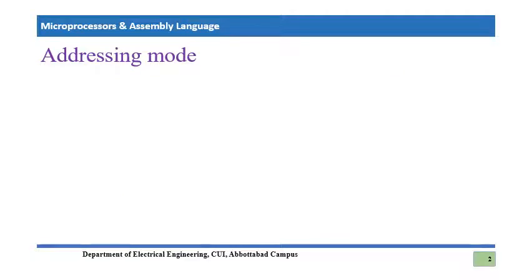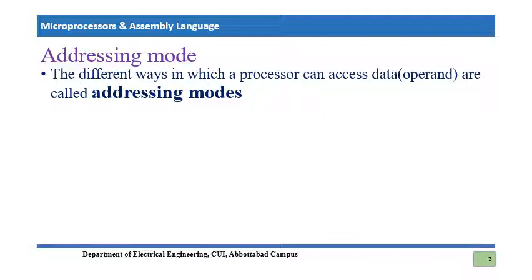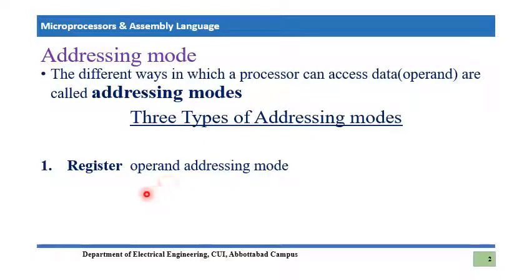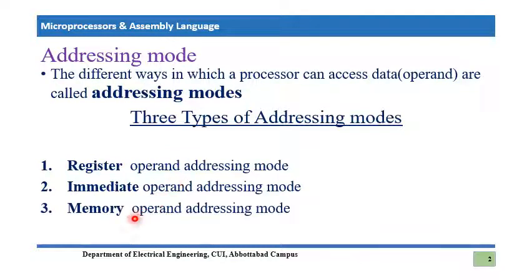Okay, before proceeding towards the actual topic, which is memory operand addressing mode, let's review some details we learned in the last lecture. We learned that addressing mode refers to the different ways in which the processor can process data, which we call operands. So addressing mode is a collection of different ways in which the processor can process operands. We learned there were three types of addressing modes: register operand addressing mode, immediate operand addressing mode. We covered both of them in the last lecture, and today we are going to deal with the third type, which is memory operand addressing mode.